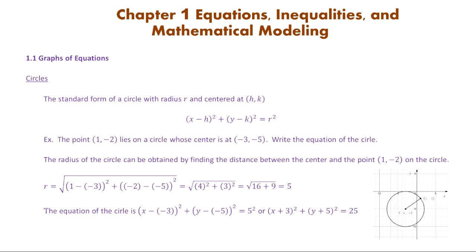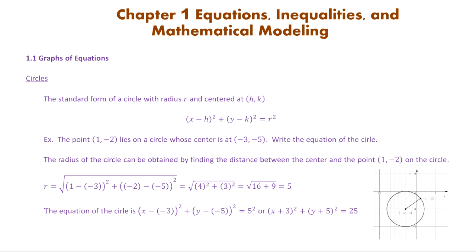All right. So the standard form of a circle with radius r and with the center at the point (h, k) is given by the following equation: (x minus h) squared plus (y minus k) squared equals r squared. So that's the standard equation for a circle. h and k are the x, y coordinates of the center, and r is the radius of the circle if you look at the graph.